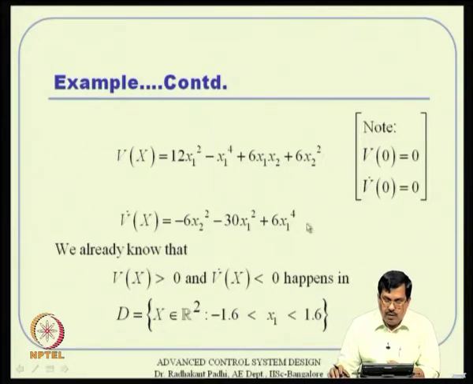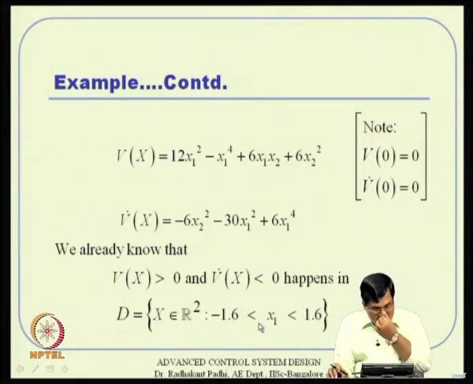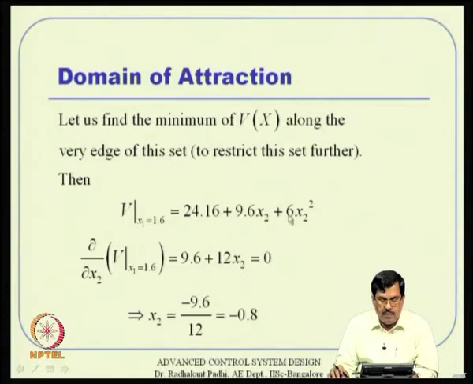On the boundary line, x1 is equal to 1.6, that means it is a function of only x2 now, since x1 is already evaluated at 1.6. So, V happens to be a function of only x2 on the boundary. What happens on the boundary, whether there is a local minimum or maximum or not, let us try to analyze. For analyzing local minimum or maximum, the first order partial derivative needs to be equal to 0, and hence x2, if you evaluate that, happens to be minus 0.8.